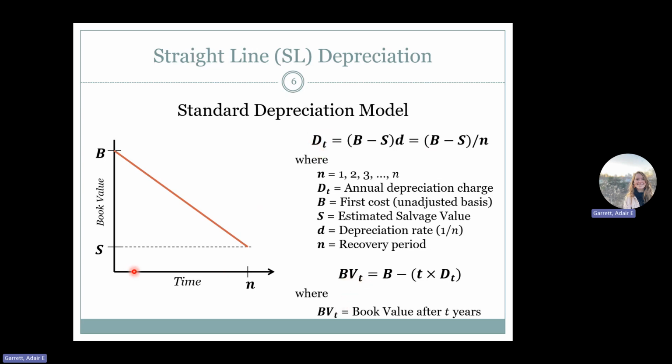So year t is somewhere along this x-axis, along this timeline. And we can do that by taking our first cost B and subtracting t, the number of years we are along here, times our annual depreciation charge. Let's look at an example to make it more intuitive.